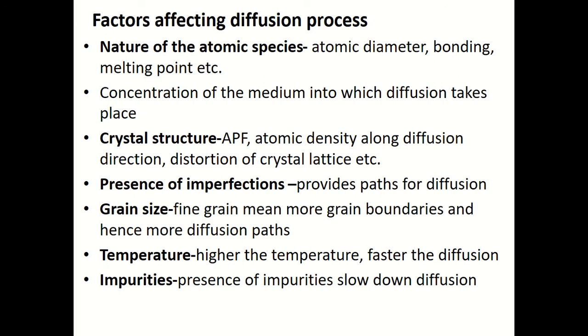Another point is temperature. As the temperature increases, the diffusion process becomes faster. Higher the temperature, faster the diffusion. The last point is impurities. If some foreign material or impurities are present, it may slow down the diffusion. So the presence of impurities slows down diffusion.